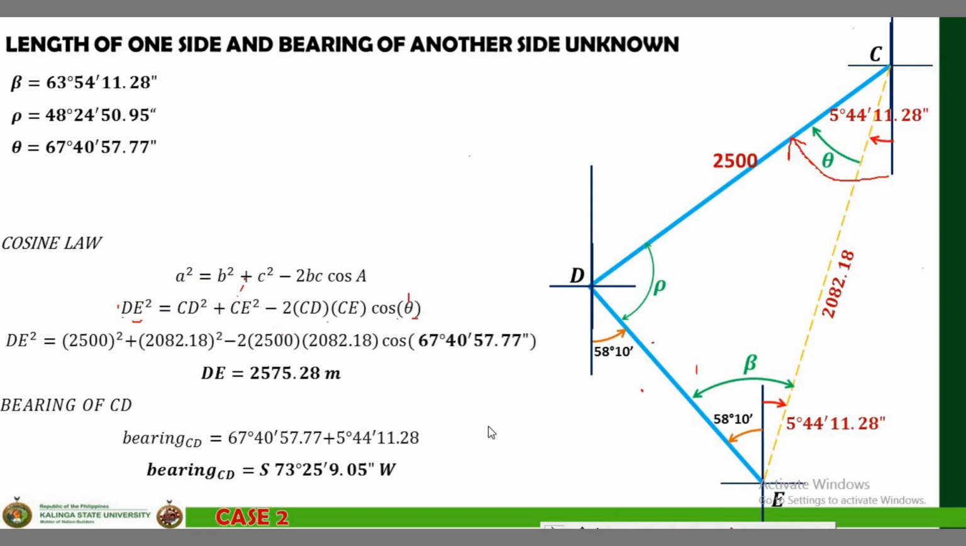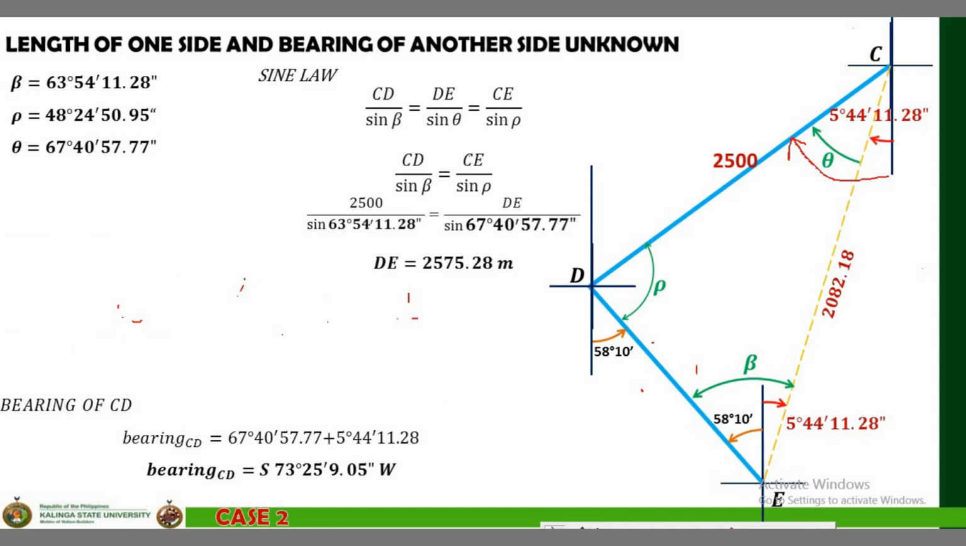Now, you may ask, pwede ko bang gamitin yung sine law for this problem? Pwede namang gamitin ninyo si sine law. How will you do that one? Now, di ba sa sine law kasi, CD, ang opposite angle ni CD is beta. Ang opposite angle ni DE, si theta. Ang opposite angle ni CE, si rho. So, substitute lang natin. Since ang unknown na ang hinahanap kasi natin dito ay si DE, ang hinahanap ko dito ay si DE and ang opposite angle ni DE ay si theta.